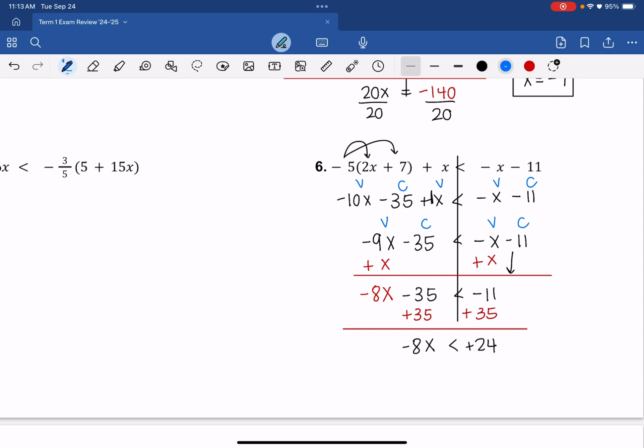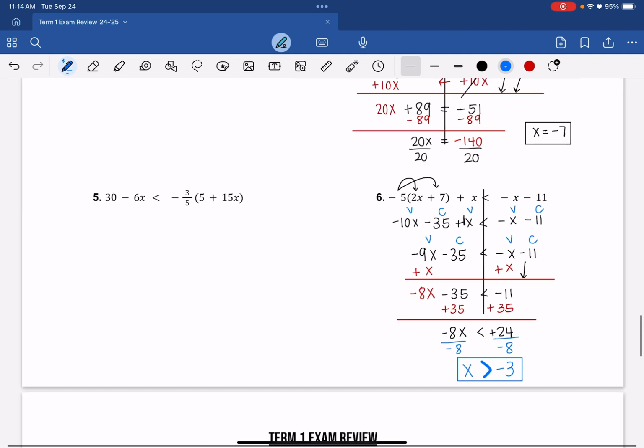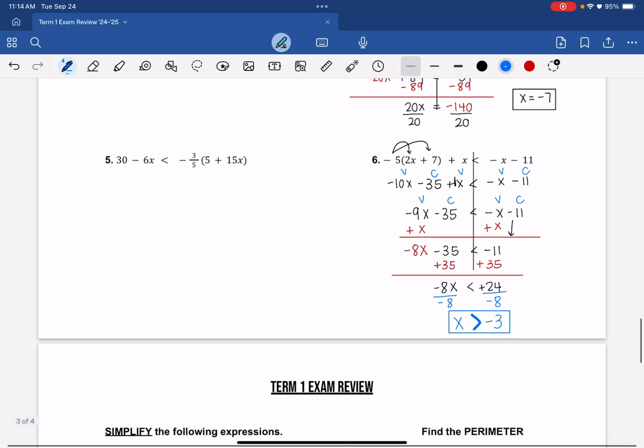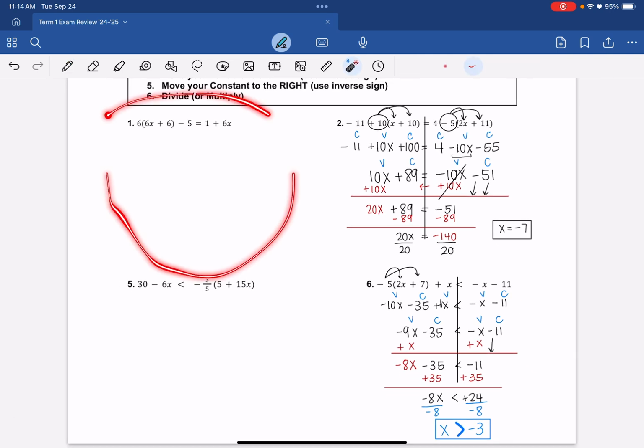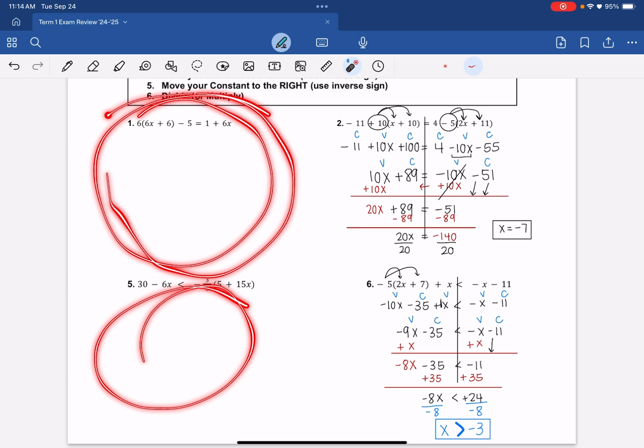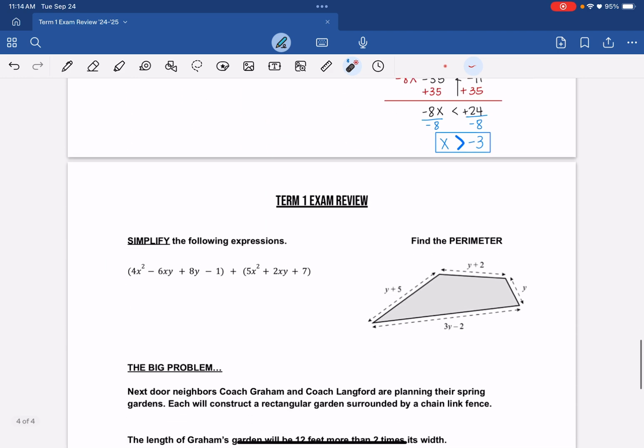And then I divide by negative 8. So here's the kicker. Remember, when you divide by a negative, you must flip your sign. So that is now a greater than sign, and x is greater than negative 3, every number greater than negative 3. Okay. All right, and your work will be done on the Google Classroom post for number 1 and number 5, okay? So it's not just going to be empty. I do have work shown.